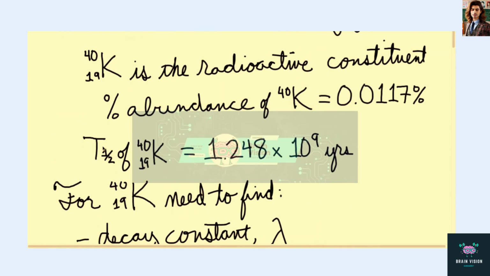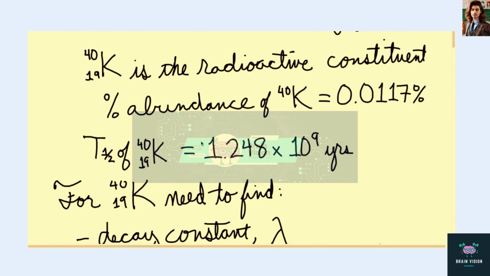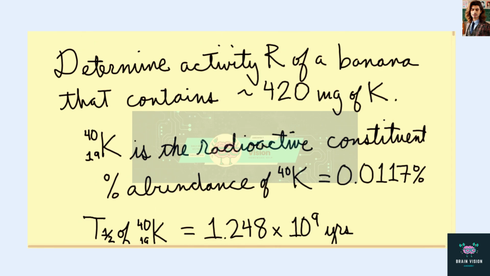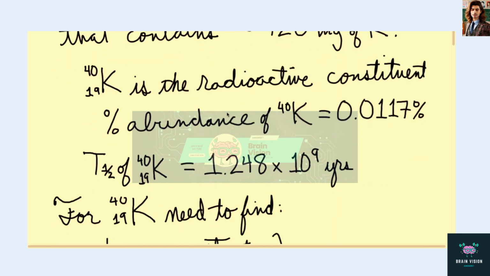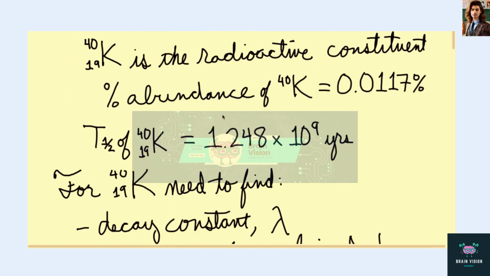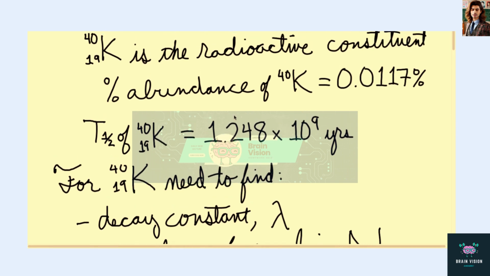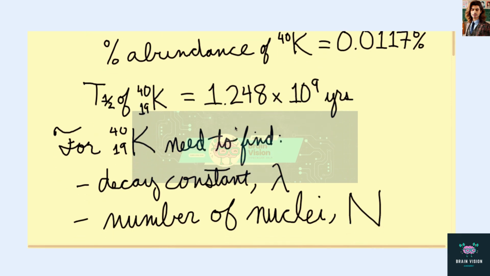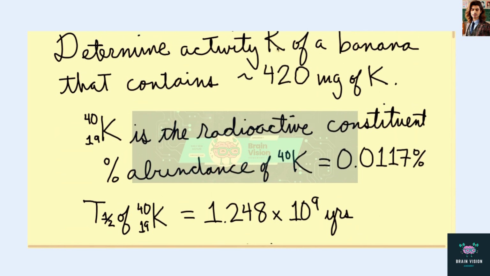The half-life of potassium-40 is 1.248 times 10 to the 9th years. So in order to find the radioactivity of the banana, we will need to first find the decay constant given this half-life. We will also need to find the number of nuclei of potassium-40 isotope that's present in 420 milligrams.